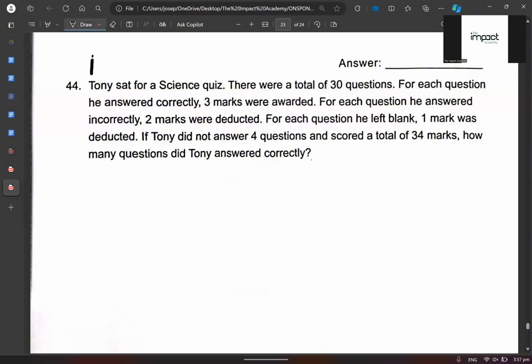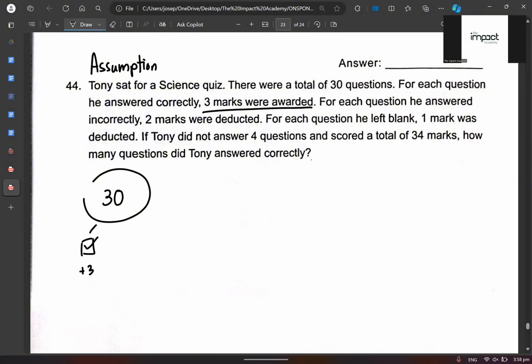Now, from here itself, it's very obvious to you already, right? That this is an assumption question. We are going to use the assumption to help us solve this question. How many questions were there in total? 30. If he answers it correctly, what happens? 3 marks were awarded. Yay! If he answered incorrectly, then I have to minus 2. Damn.